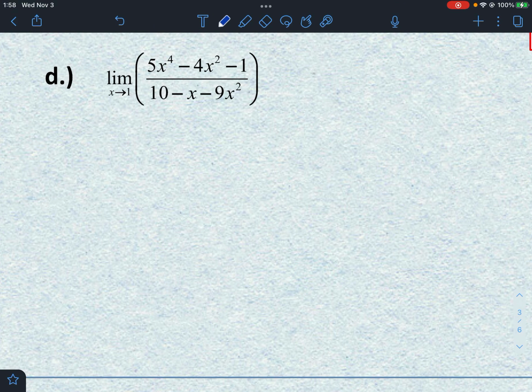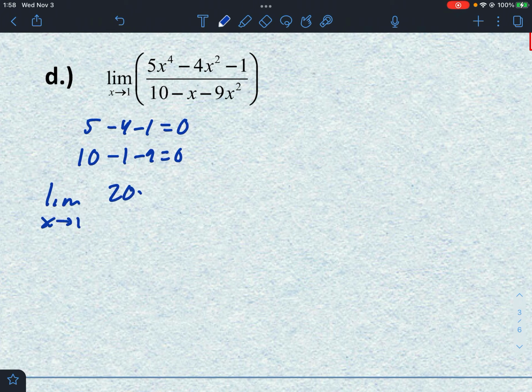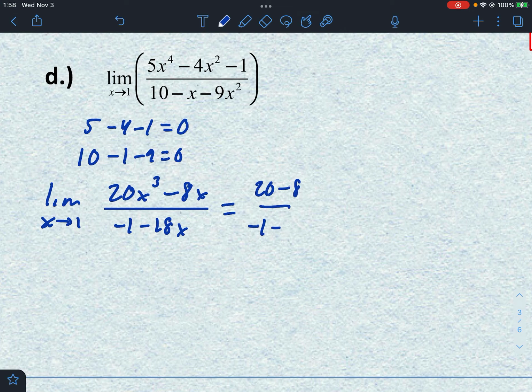All right, part D. If we put 1 in here, we will get 5 minus 4 minus 1, that's 0. 10 minus 1 minus 9, that's also 0. So L'Hopital's Rule will apply. If we put 1 in, we would get 20 minus 8 over negative 1 minus 18, which is 12 over negative 19, or negative 12 19ths.